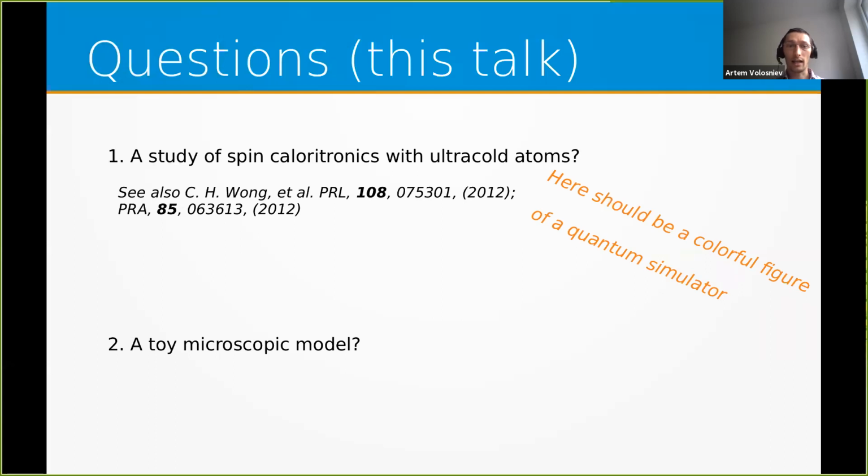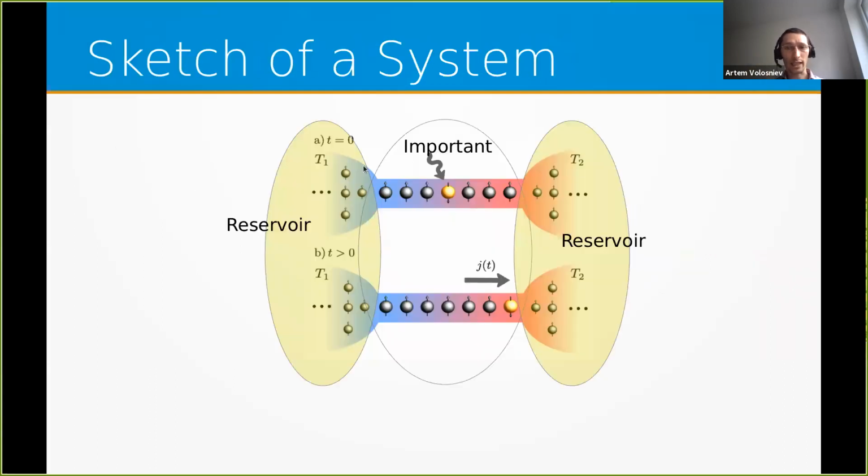What I wanted to do here is sketch a system that you might have in mind for this talk. And that's very sketchy. Sometimes I'm using a bit of a different idea, so please ask and interrupt if something is not clear.